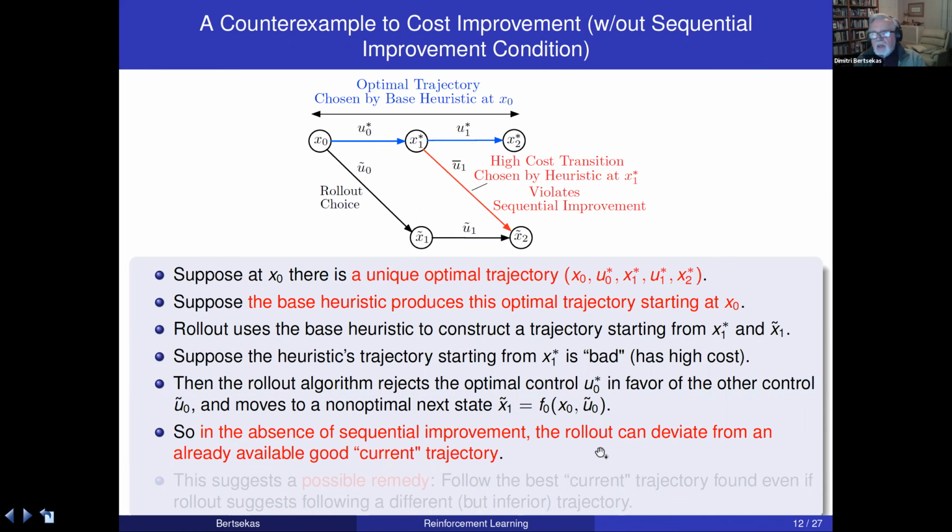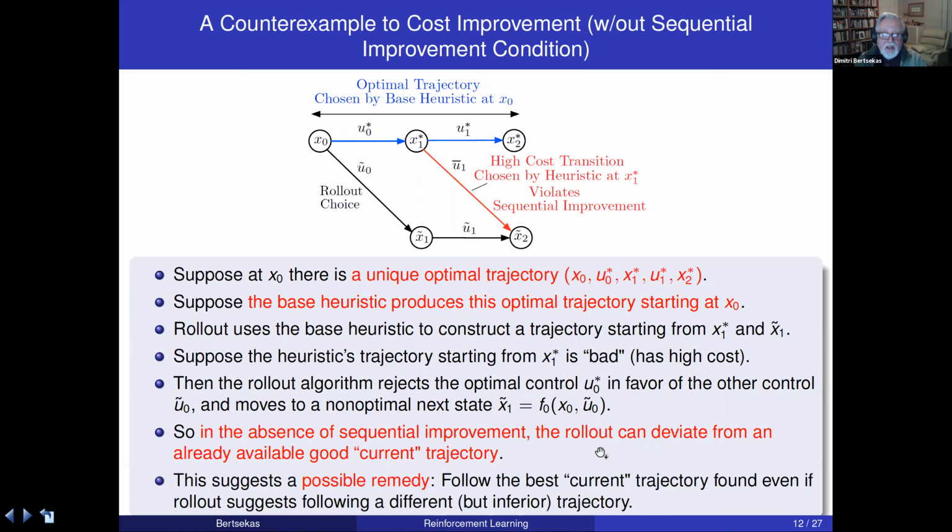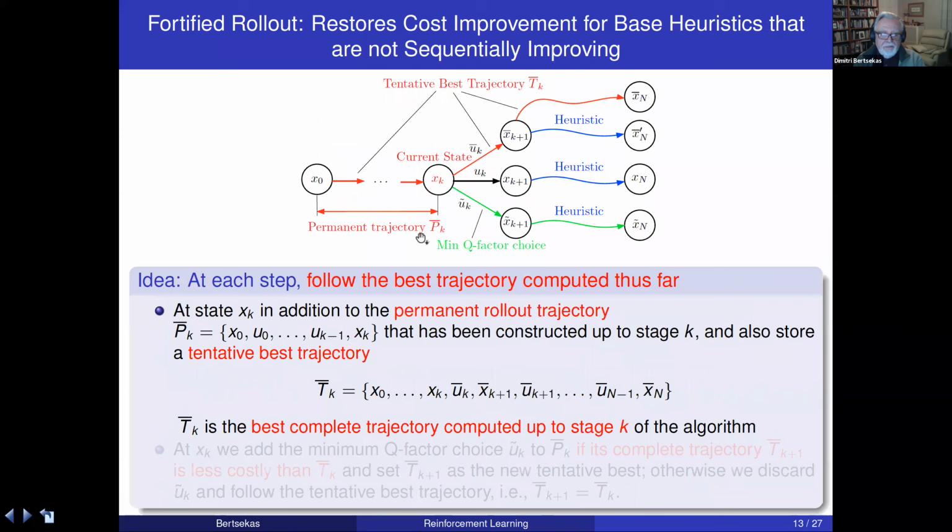So how do we deal with this situation? Well, the obvious idea is to keep track of the best trajectory that you have obtained, and then not switch away from this trajectory unless you find a better trajectory. So this leads to the idea of fortified rollout.